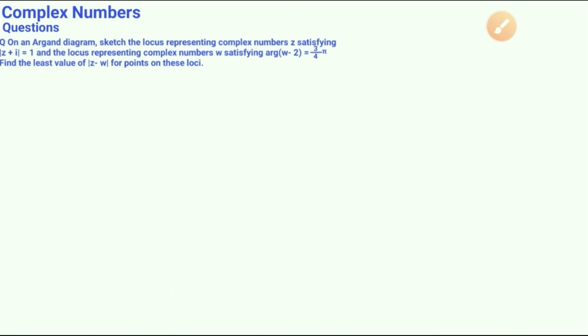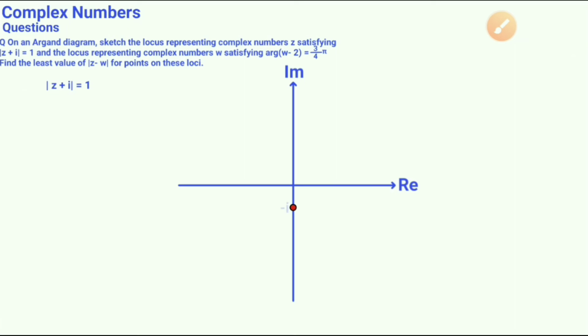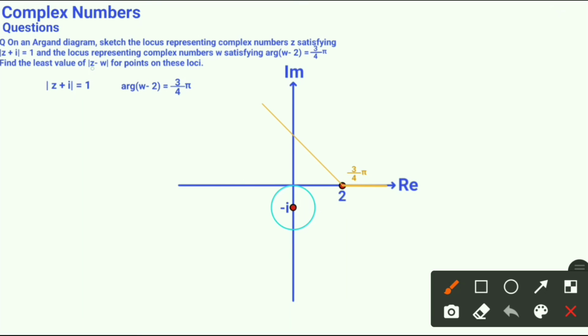On an Argand diagram, sketch the locus representing complex number z satisfying this, the equation of a circle, and the locus representing complex number w satisfying this. Find the least value of z minus w for points on these loci. Okay, complex number. We got the equation of a circle and we got the angle. Putting this and this, now we need to find the least value of z minus w.